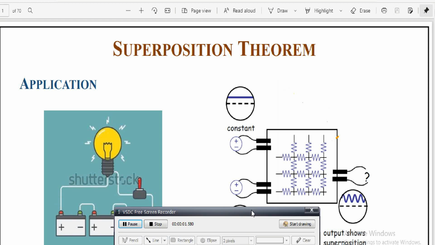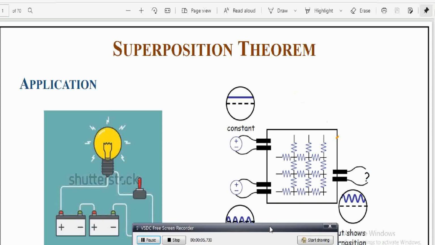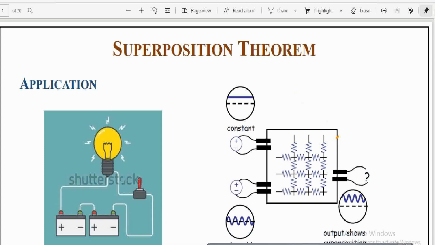Hello students, let us see superposition theorem. Already we have seen why we need to go for superposition theorem and what is the advantage of a superposition theorem. So in this class we are going to see in detail the superposition theorem, what are the limitations of superposition theorem, and why it is not applicable for power calculations.